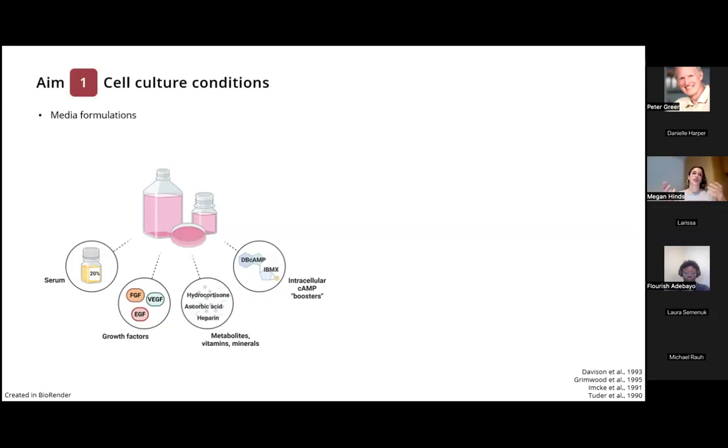So studies have used anywhere from 10 up to 50% serum in the media. I think 20 is a pretty good amount for me, and nothing more has really increased proliferation at all. And then there's the addition of different growth factors, so VEGF, FGF, EGF, as well as your other components like hydrocortisone, ascorbic acid, and heparin, all of which I've played around with different concentrations to see which one works.